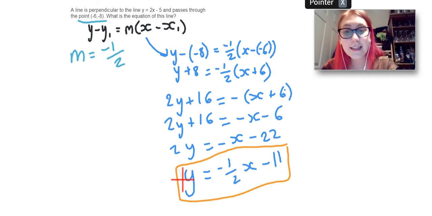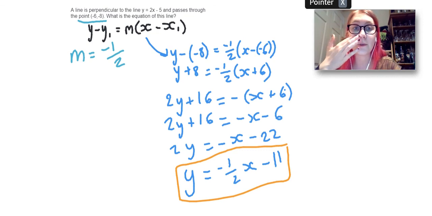But more importantly, this is the equation of that line in a form that we know and are familiar with, and this is the answer to the question.